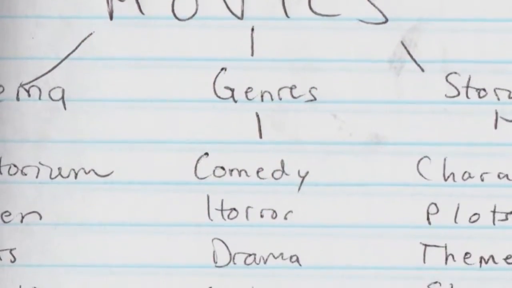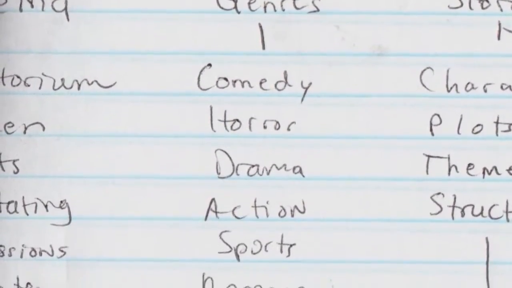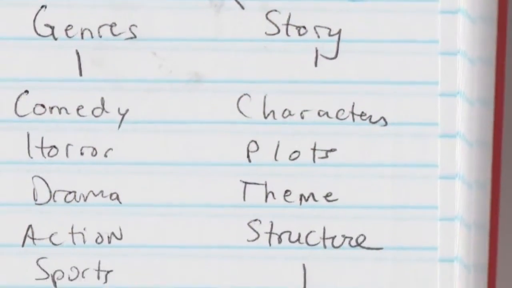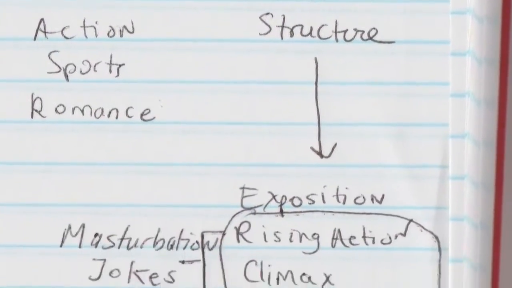What's another one? Genres. There's tons of genres of movies. You have comedy, horror, drama, action, sports, romance. I don't think we're getting anywhere with that one, but we'll leave it there. And the third branch that we're going to make for now is story. And in a story of a movie, you have characters, plots, themes, structure of a movie.